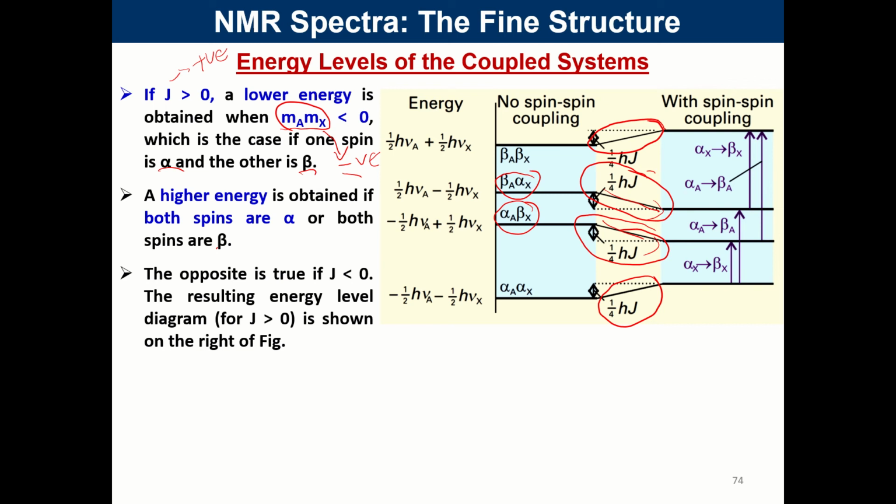So this is the case when J is positive, and the second condition is if J is negative, the interaction strength, the coupling constant is negative. In that case the reverse will happen.